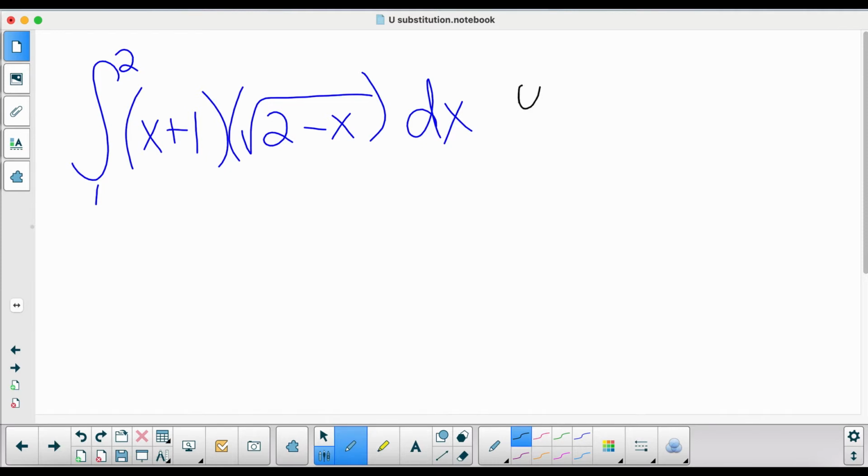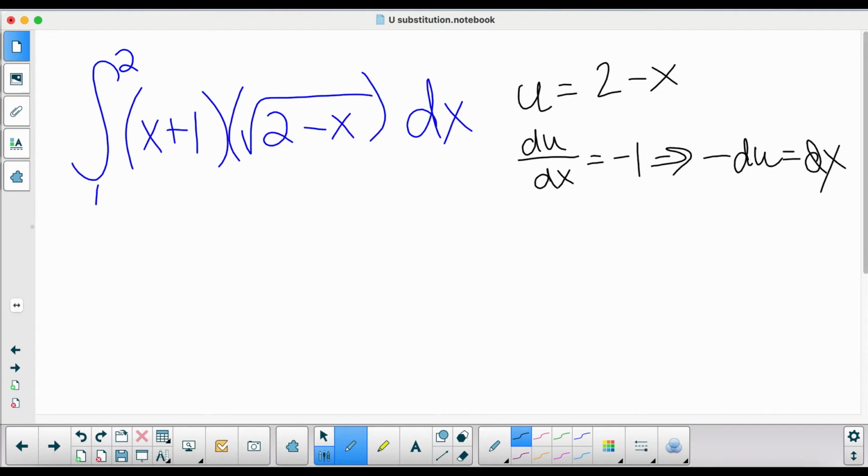So we're going to set up our u to be 2 minus x. So du over dx equals -1. So I'm going to go ahead and make this, if I multiply dx by both sides and divide by -1, negative du equals dx. And then up here, we have to solve this guy for x, so we can replace him over here. So you're going to add x to the other side, so x plus u equals 2, so x equals 2 minus u.